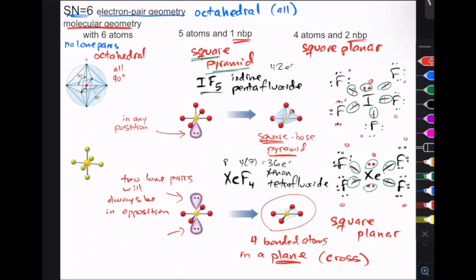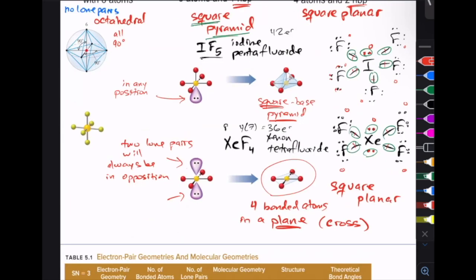Here's another one, xenon tetrafluoride. Because of the 2 lone pairs here, it forces the remaining 4 bonds to be all in a square plane. That's actually going to cancel out as well. So there are a few exceptions, but beyond those exceptions, if you've got lone pairs in your molecule, it's almost always going to be a polar molecule.